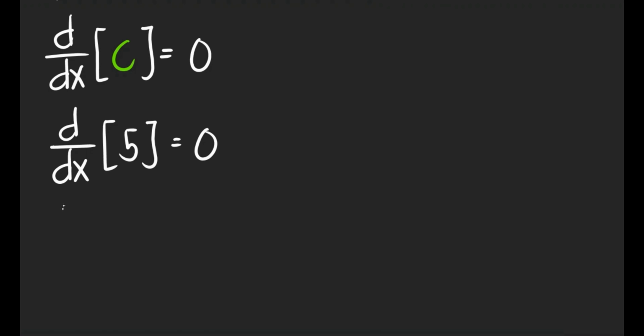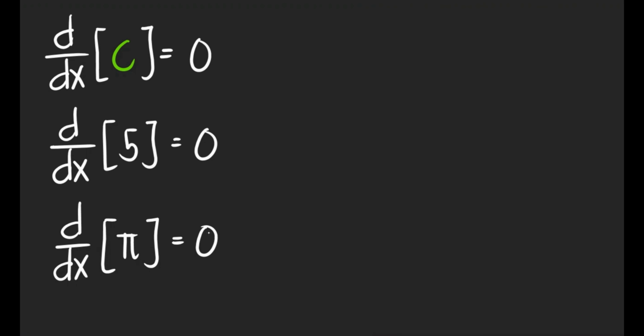Remember that this rule also applies to irrational numbers. For instance, pi, which is a numerical value of approximately 3.1416. Now, the derivative with respect to x of pi is 0, since pi is a constant value. Same goes with Euler's number e. The derivative with respect to x of e is also 0.